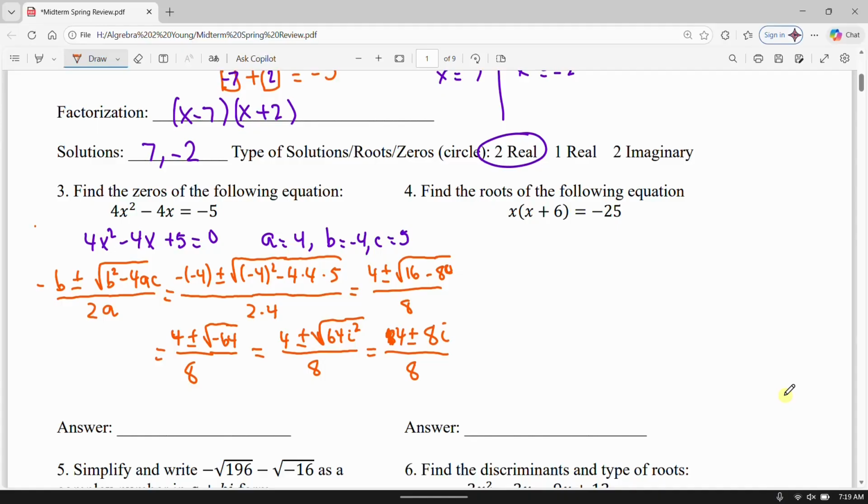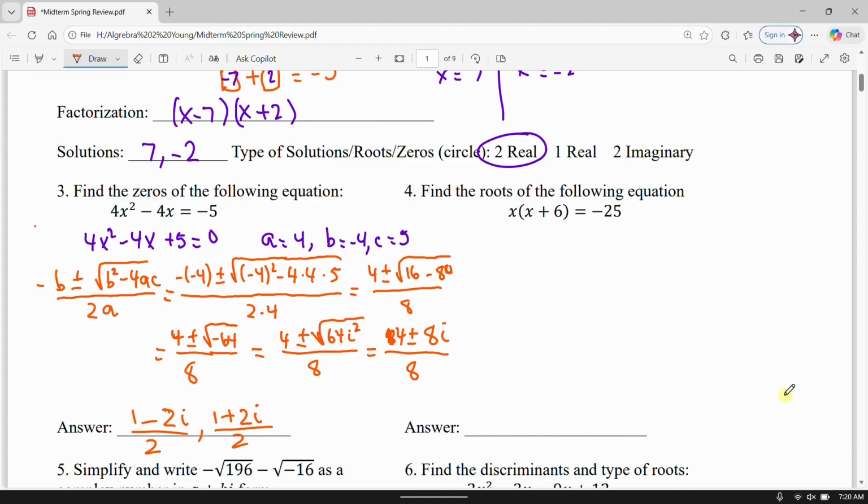Now I can simplify by 4. I'm going to have two solutions: 1 plus or minus 2i over 2. You want to be precise: you're going to have one with the minus and one with the plus. All right, let's do number 4.